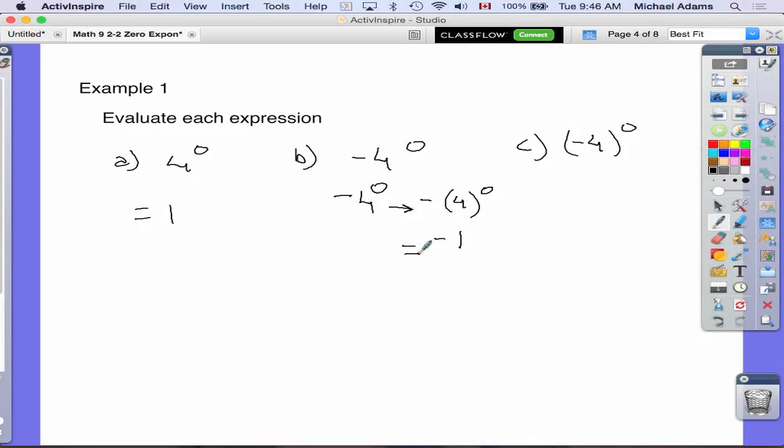Okay. Now, let's take a look at this one here. In this one, the negative is inside the brackets. So does that mean that negative applies to the base here? So the negative applies to the base, so what's my answer in this situation? It's just going to be 1. So do you understand the difference between these two? Between B and C, and that's what we focused on in last class. Okay, good job, Paul.